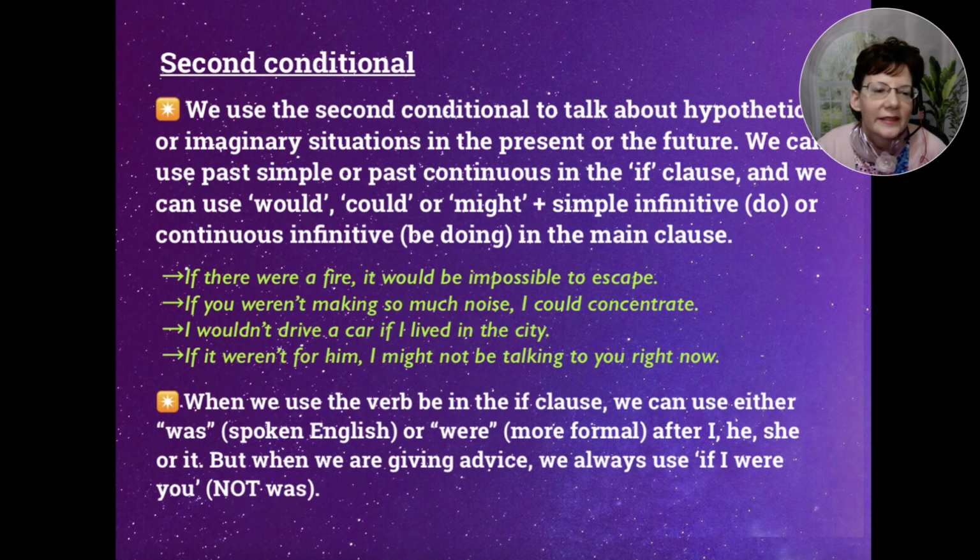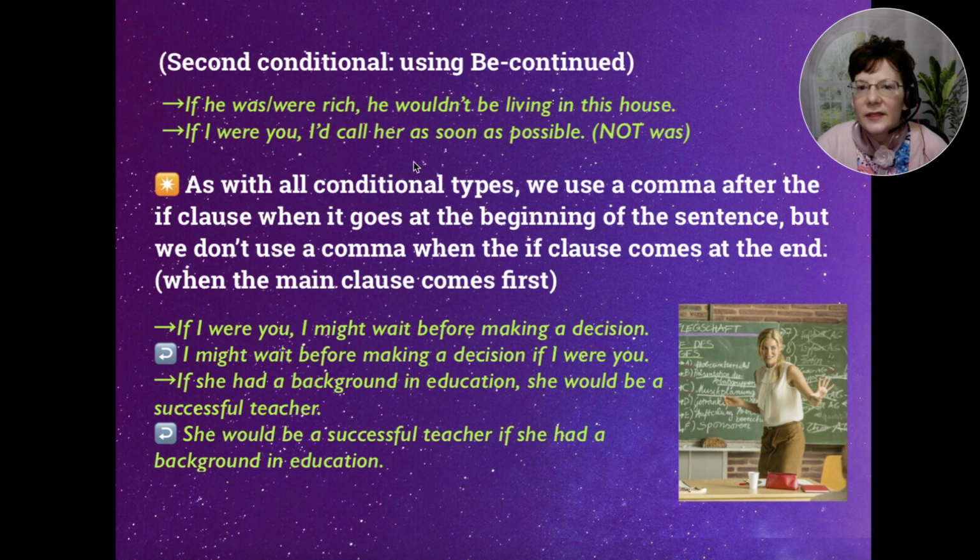All right. Okay. Second conditional continued using be. For example, if he was or were rich, he wouldn't be living in this house. Or if I were you, I would, or I'd call her as soon as possible. So we don't want to use was in this case, because it's advice.